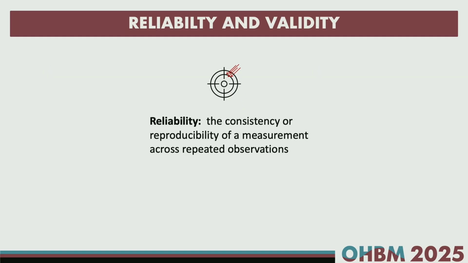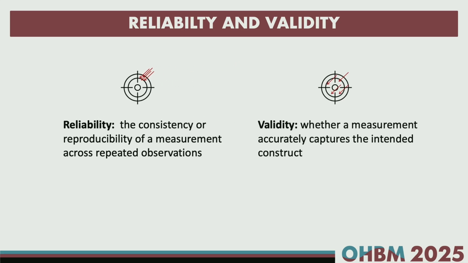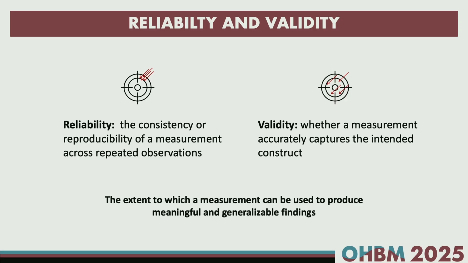So first of all, we'll go over some definitions here. Reliability is very important in science, and it represents the consistency or reproducibility of a measurement across repeated observations. And this is very closely tied to the concept of validity, which is whether the measurement actually captures the intended construct, if it's actually measuring what you think it is. And together, these two concepts represent the extent to which a measurement can be used to produce meaningful and generalizable findings.